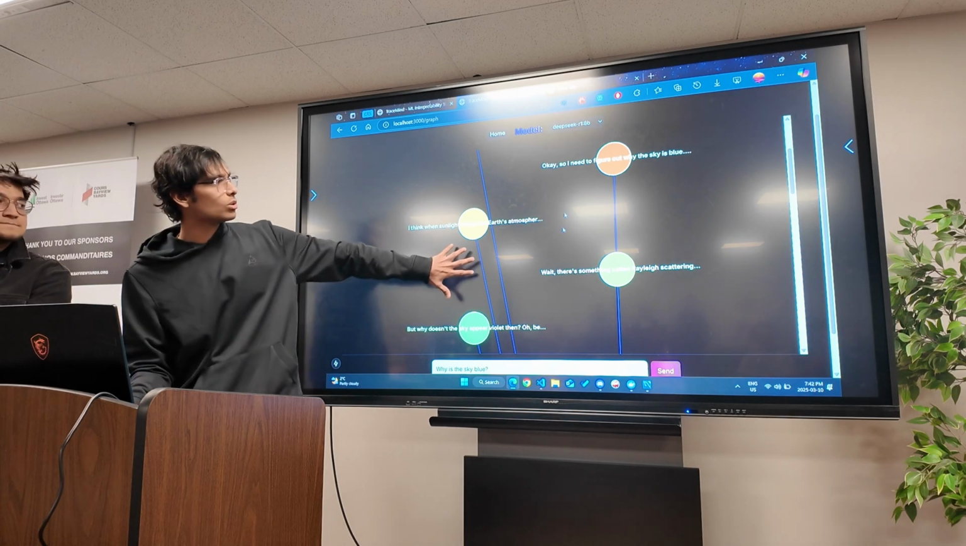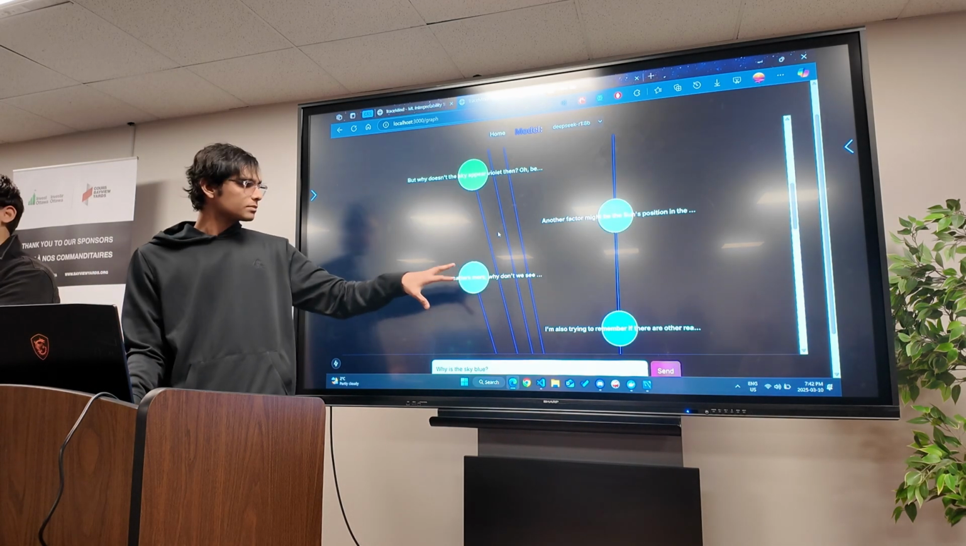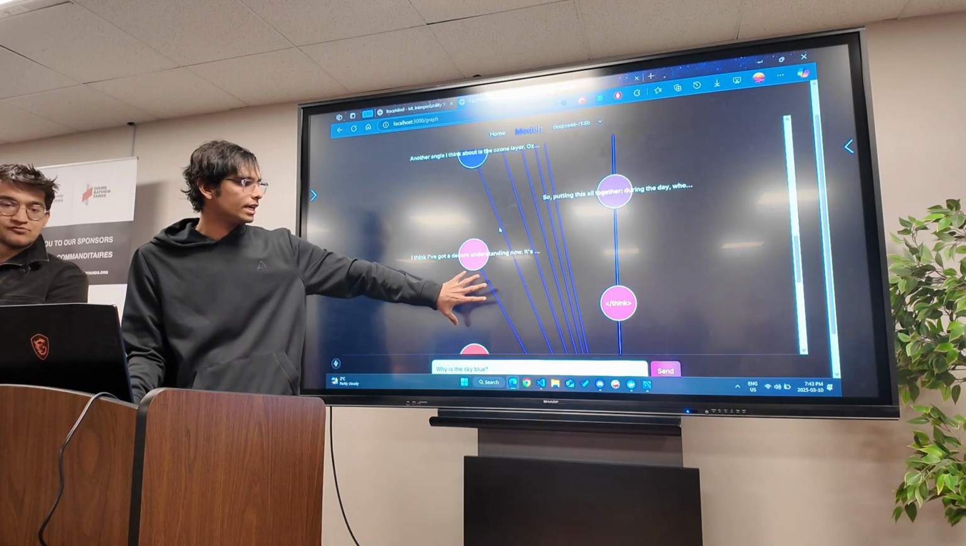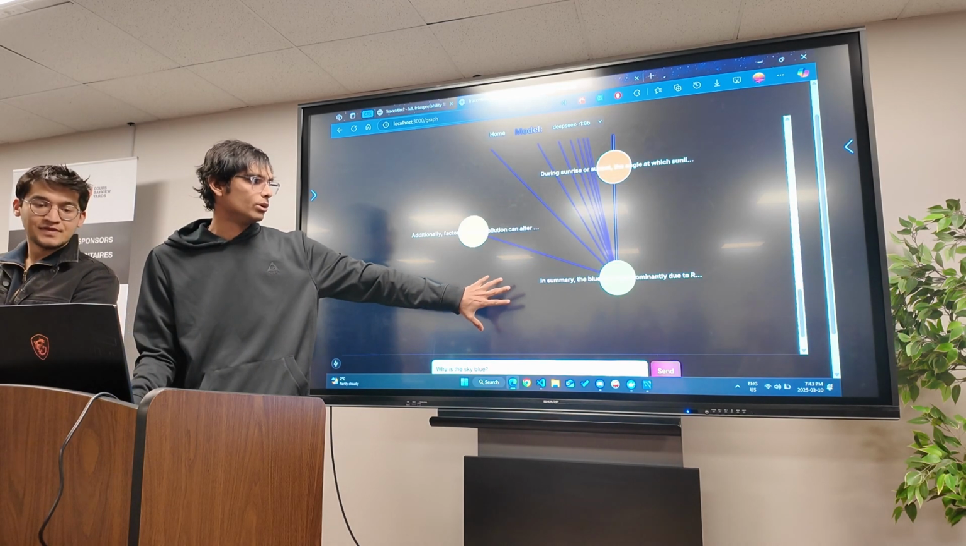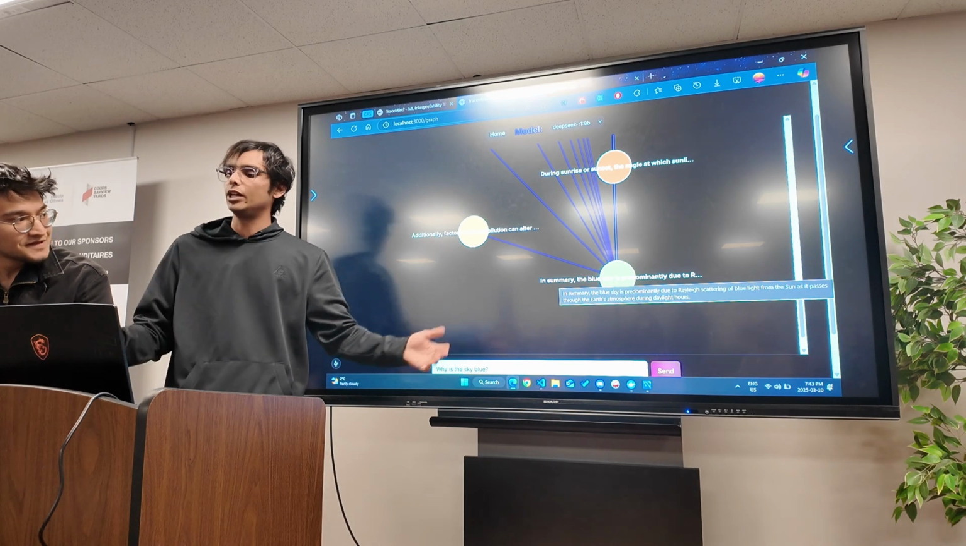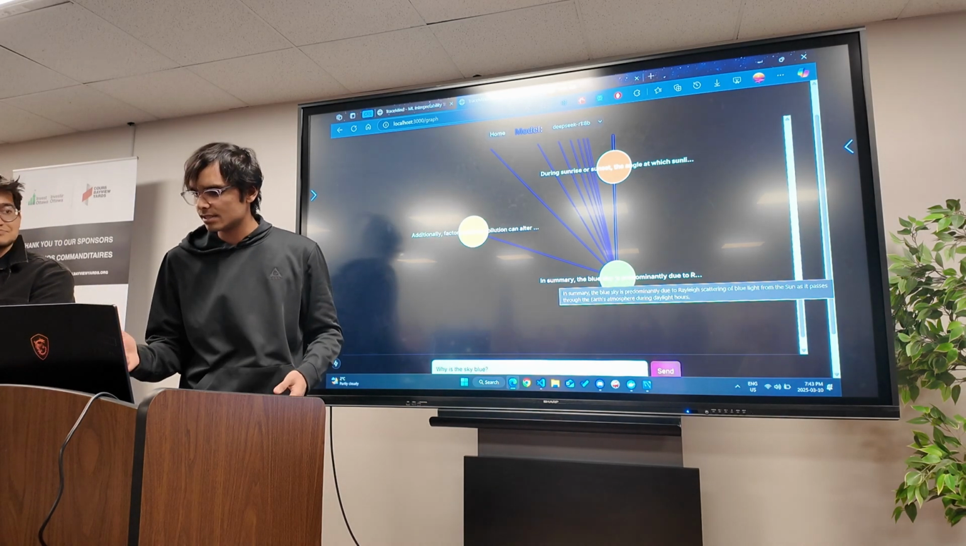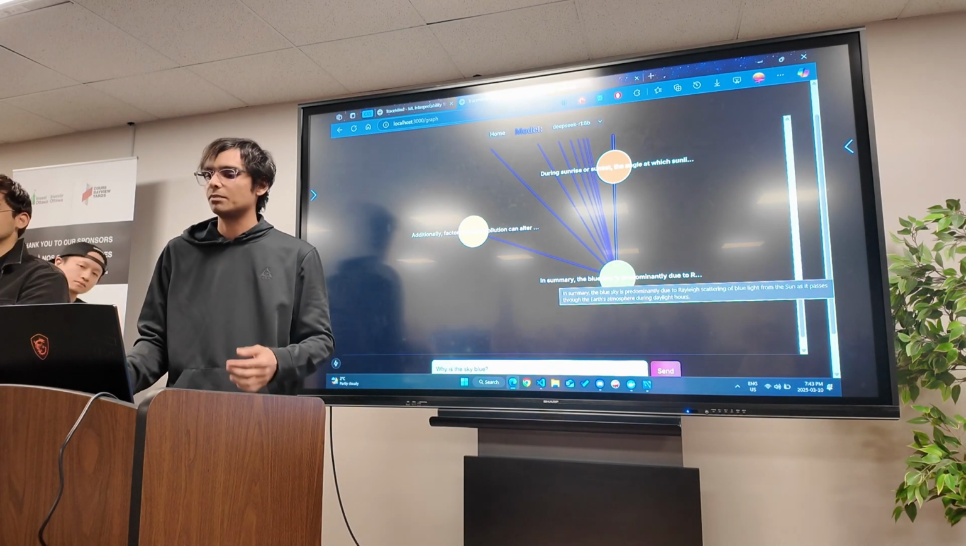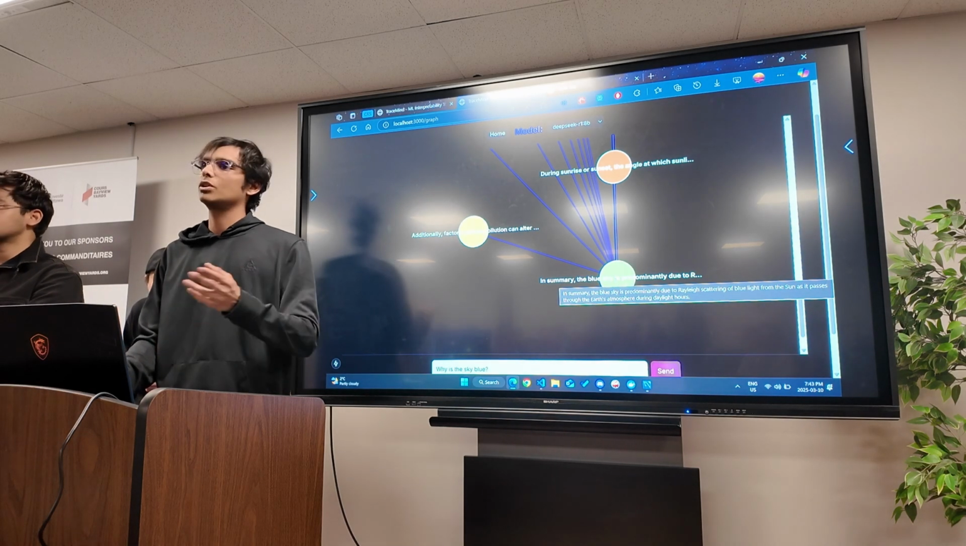Each node that you see is a reasoning node, but they all delve into the final output node. It's the one that says, in summary, the blue sky is predominantly due to the Rayleigh scattering of the blue light from the sun as it passes through the Earth's atmosphere during daylight hours.